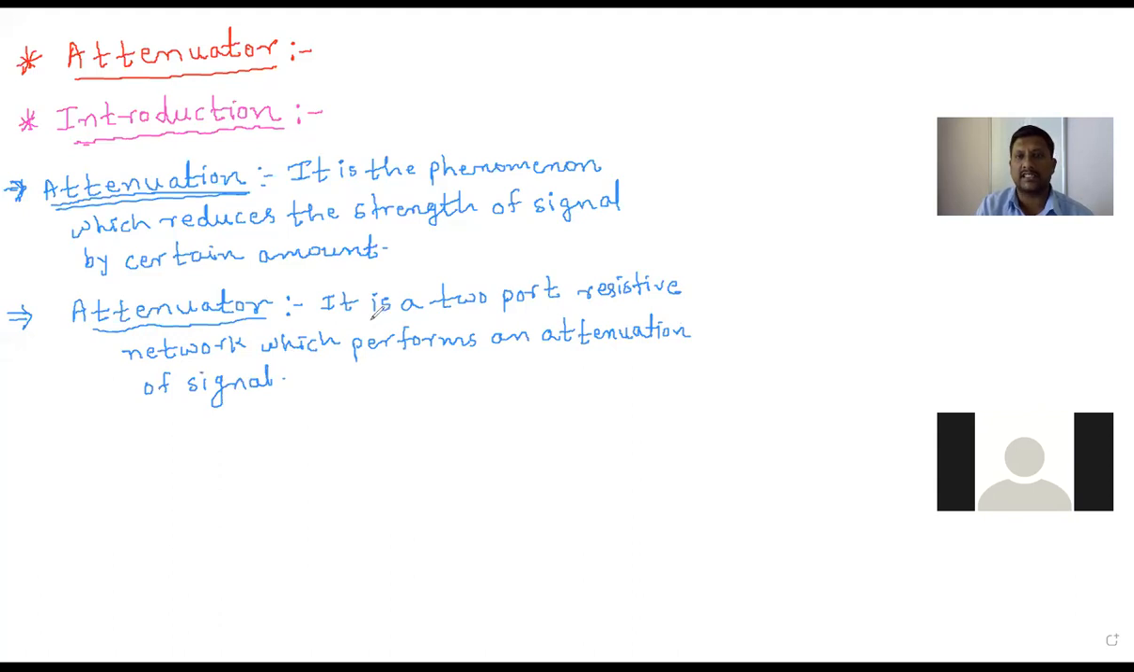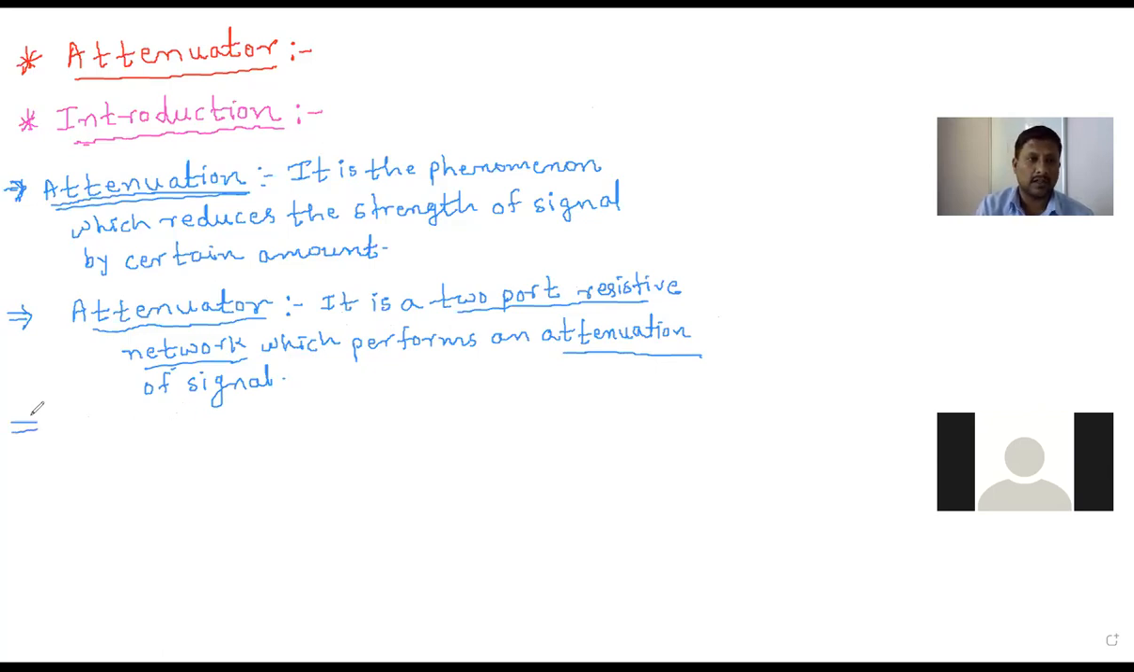So it is a device, or it is a two-port resistive network. You can call it an electrical circuit, any word you can use. It is a device, an electric circuit, or a two-port resistive network which performs an attenuation. That is very important. So attenuation is what? That is given in the above paragraph. An attenuation of the signal here, so that is known as attenuator.